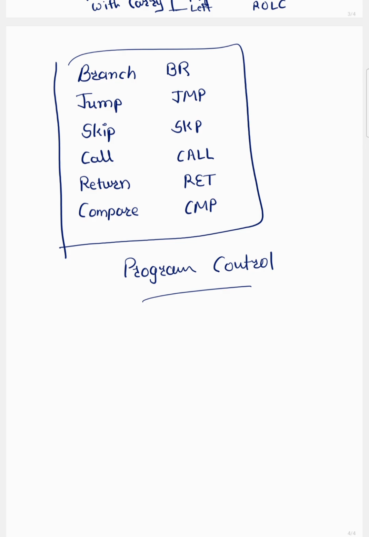Then comes data manipulation instructions, where we operate on the data. There we can have arithmetic instructions, logical instructions, and shift instructions, where the content gets changed. And last we have program control instructions, where we are changing the execution path based on some conditions or some scenario. So those are the program control instructions. That's all about it.